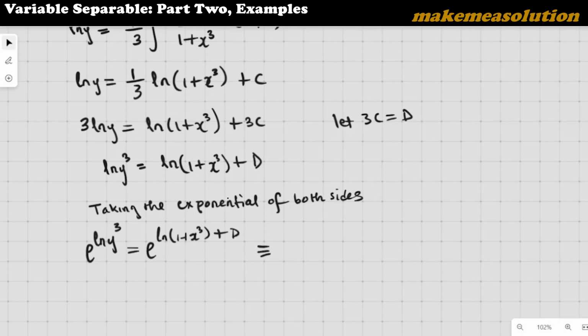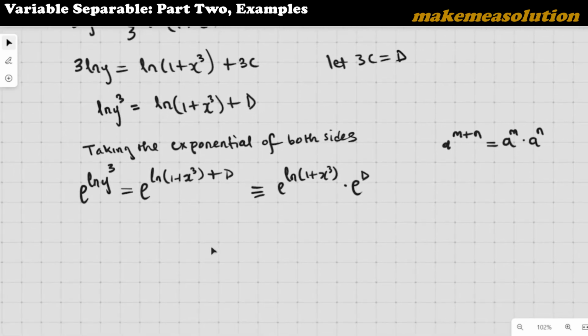So this right hand side is still exponential ln 1 plus x cube dot exponential d. If you remember your law of indices, a raised to the power of m plus n is equal to a raised to the power of m dot a raised to the power of n. So that's what is playing out here. You should also remember another important identity, that exponential ln f is equal to f, courtesy of Engineering Mathematics by K. Stroud, and the general mathematical principle.